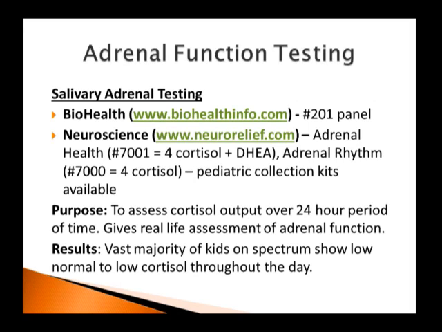And then another lab called Neuroscience that does some similar testing as well. These things do come with pediatric collection kits that for young kids, if they can't spit into a tube, they have to have some things to kind of swab up the saliva that can actually be used to analyze the cortisol. So the purpose of this is to assess cortisol output over a 24-hour period of time, and it gives a real-life assessment of adrenal function.